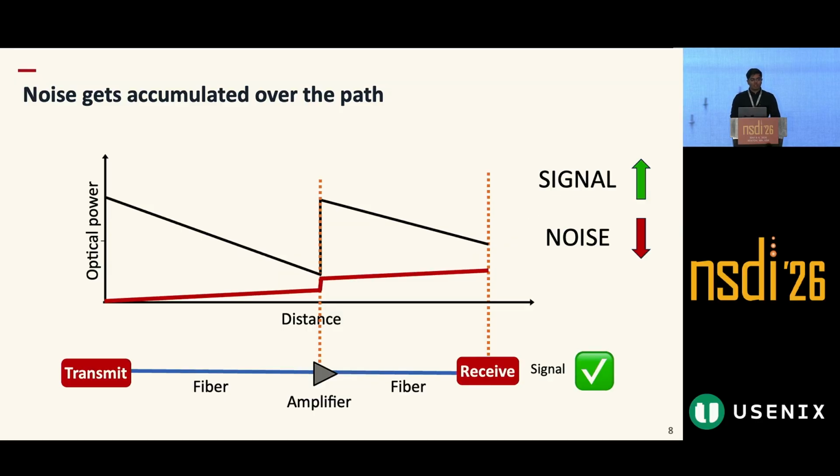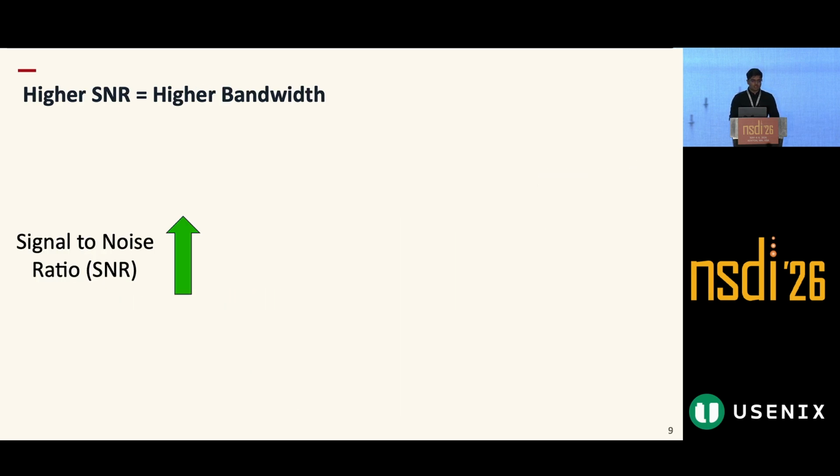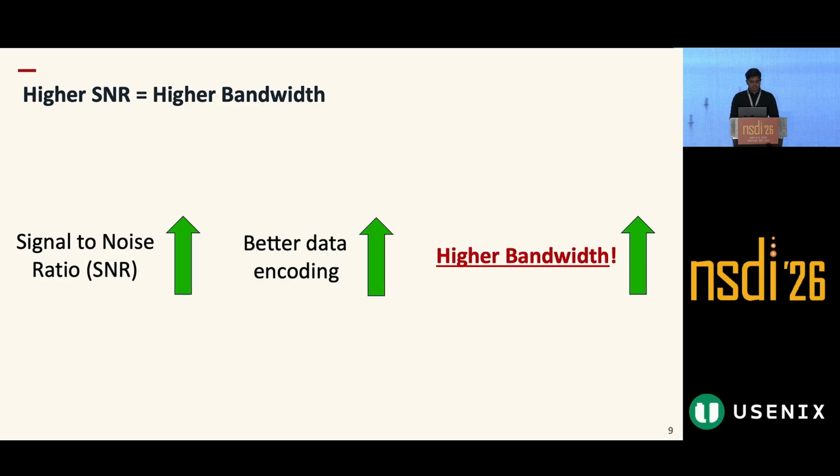So what we want ideally is more signal power and lower noise, or in other words, a higher signal to noise ratio. With a higher signal to noise ratio, we can encode more bits, and if we can encode more bits, then we get higher bandwidth. So what we want is a higher SNR. So we can keep on increasing the gain. That would increase the optical power.